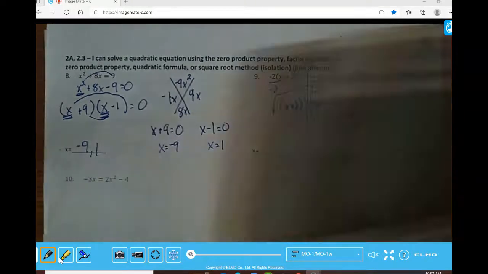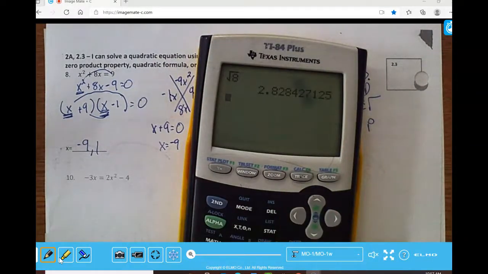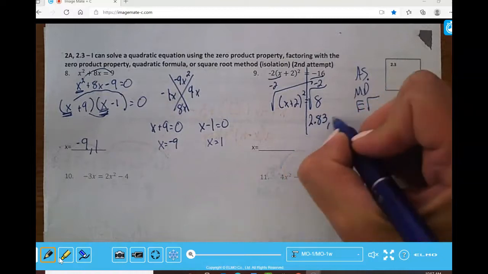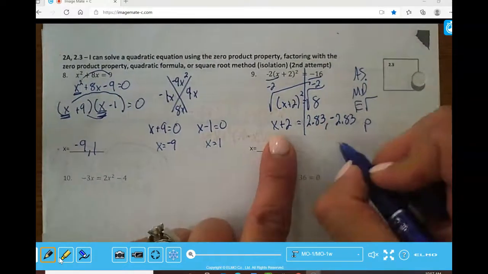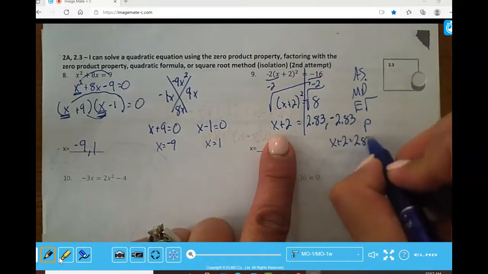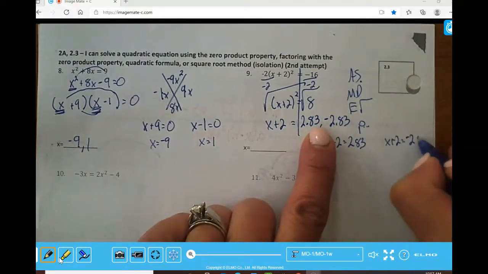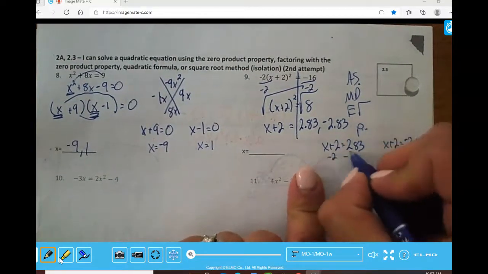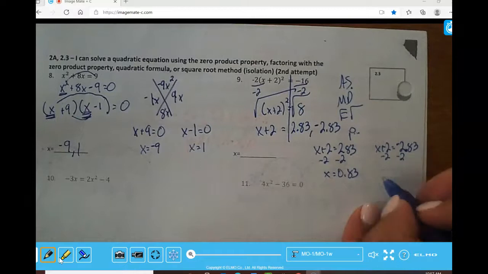And I'm just going to show you the most simplest way to do this. I'm just going to take the square root of 8 on my calculator, get that decimal, so 2.83. And when I do square root, I do have a negative version of it. And now I will make two problems out of this, x plus 2 with 2.83. So I'm getting rid of the stuff in the parentheses. And x plus 2 with negative 2.83. And now I'm going to take 2.83, subtract 2, and I get 0.83. There's one answer. And then when I subtract 2 here, I get a negative 4.83.